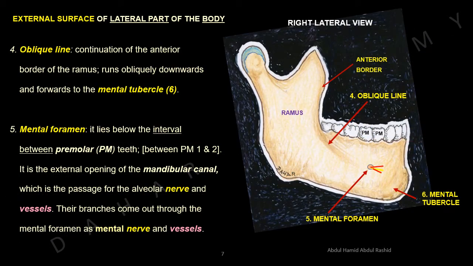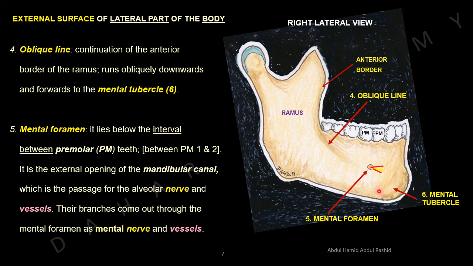External surface of the lateral part of the body. Just now we mentioned the external surface of the anterior part of the body. From there we are coming laterally and we are going to talk about the external surface of the lateral part of the body. This is the ramus of the mandible. This is the anterior border of the ramus of the mandible. From there, there's a continuation of an oblique line, which continues downwards and forwards to the mental tubercle.